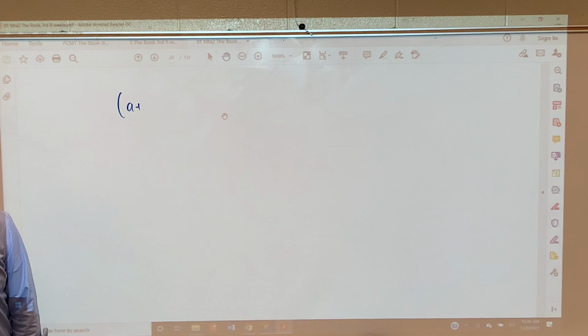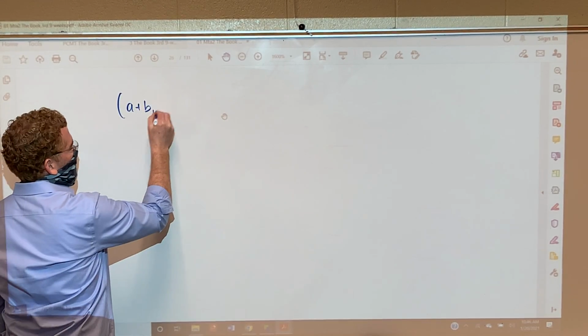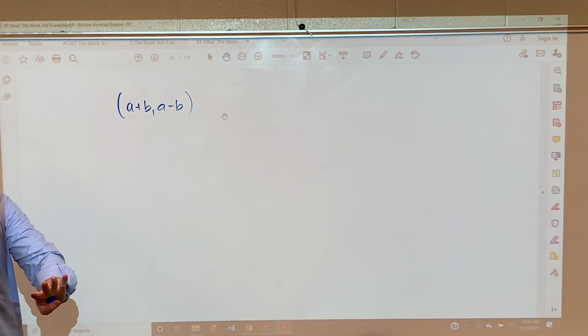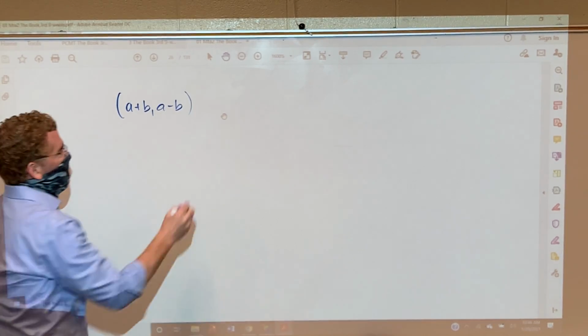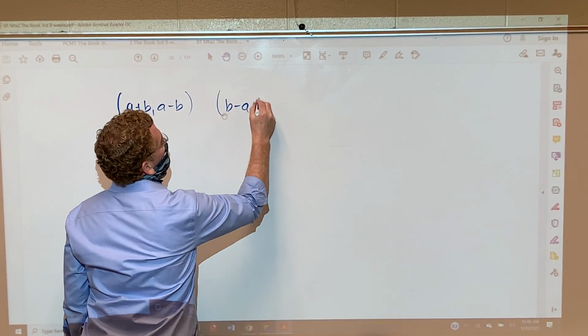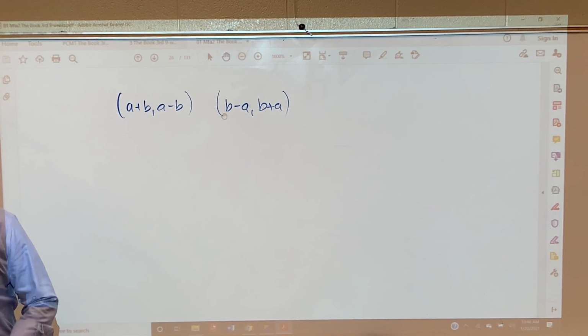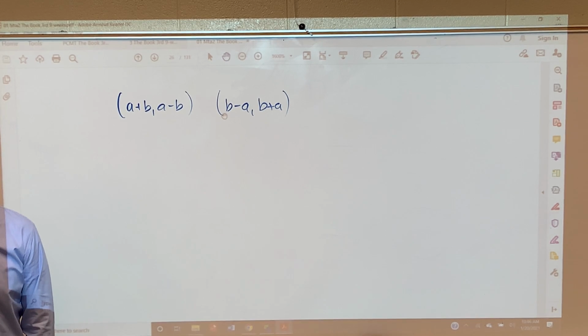Yes, A plus B. So A plus B, A minus B. Those are coordinates. I just don't know what the A and B are, but I'm not going to worry about it. And then the other point is B minus A, B plus A. I haven't done this problem in so many years. And it says, find the distance between each pair and the midpoint of the line segment joining those points.